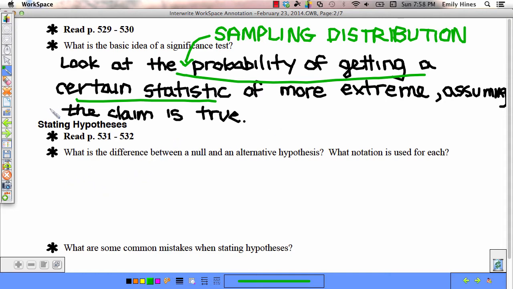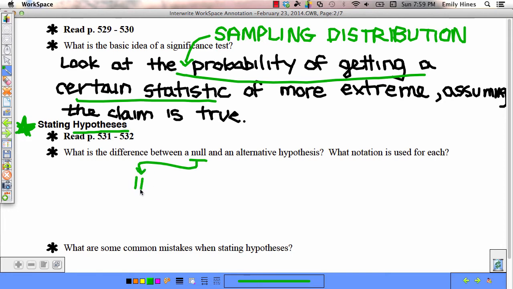So the first step, I guess, in performing a significance test is stating your hypotheses. You almost must have hypotheses in order to have your significance test. Okay, and there are two types of hypothesis. The first one is null.